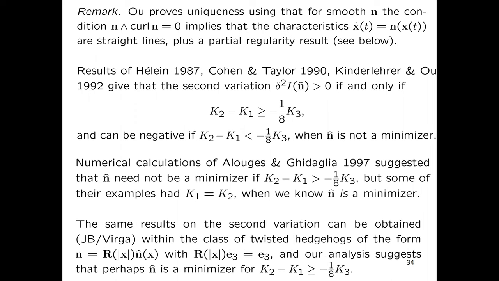And the same results on the second variation you can obtain within a class of twisted hedgehogs in the form n is a rotation depending on the radius times the hedgehog, where the rotation has axis e3, so it's a rotation about e3. So perhaps n hat is a minimizer if this inequality holds, but that's an open problem. It's a little bit surprising that we don't know. This question is now many years old. So we don't know exactly where it's a minimizer.